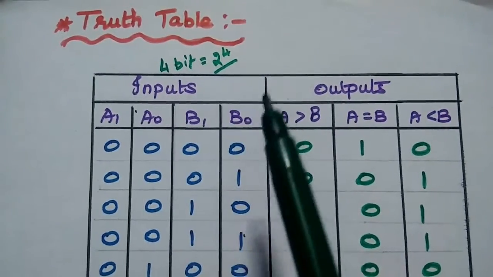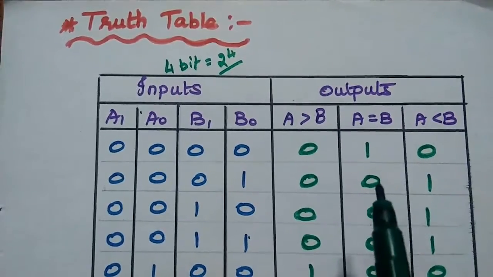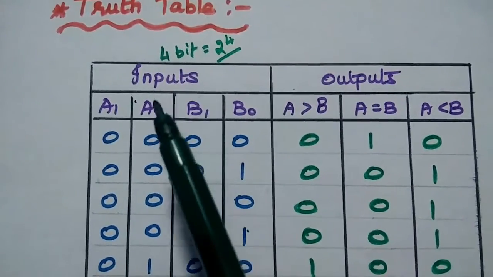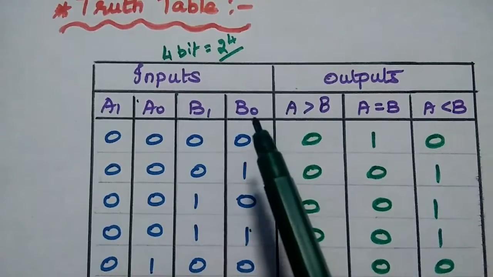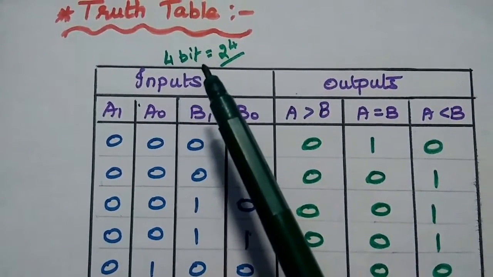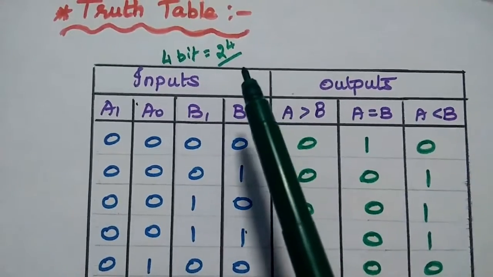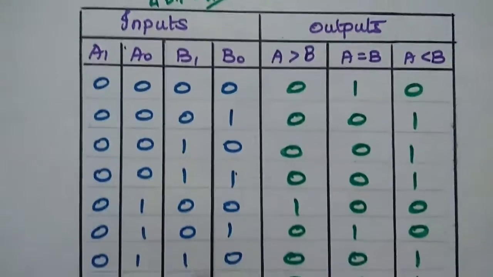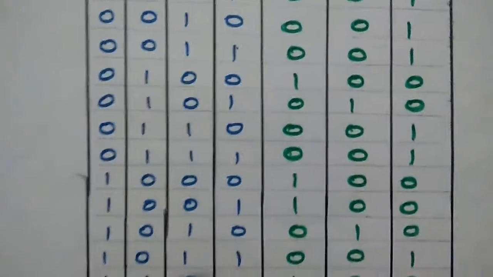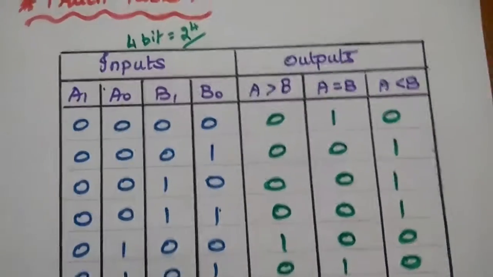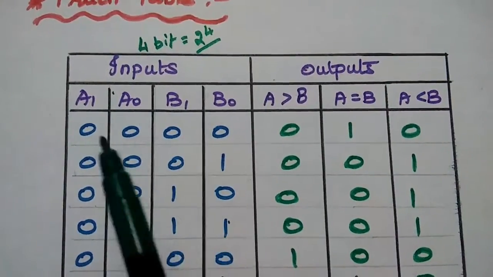The truth table for the 2-bit magnitude comparator relates the input combinations with their respective outputs. Here the inputs are A1, A0, B1, B0. For 4 bits, there are 2 power 4 input combinations, that is 16 combinations, from 0, 0, 0, 0 to 1, 1, 1, 1. Correct? So next we are going to compare A and B here, bit by bit.